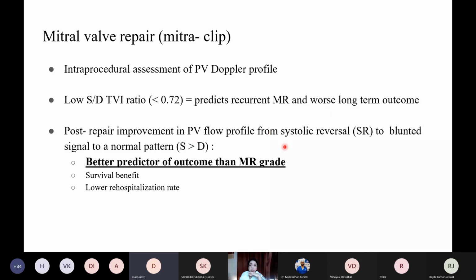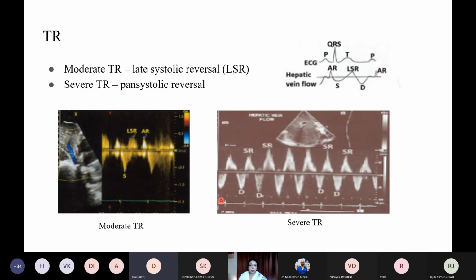But if you see this reversal, S by D less than 1, that is, just consider the previous slide, that severe reversal, then S less than D wave becoming a little better, or S by D less than 1 becoming more than 1, this is the best predictor of outcome rather than your MR grading during the procedure. That is what they have come to conclude with this. And there is survival benefit and lower rehospitalization rate. So this is very important from our point of view.